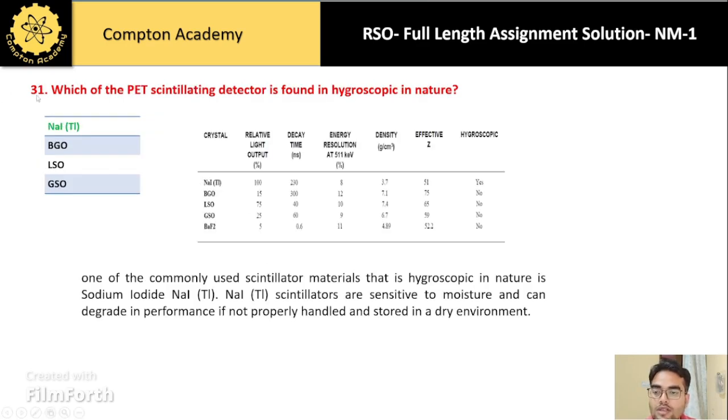Now, another question is, which of the PET scintillation detectors is found in hygroscopic nature? The sodium iodide thallium doped scintillation detector is generally found in the hygroscopic nature.